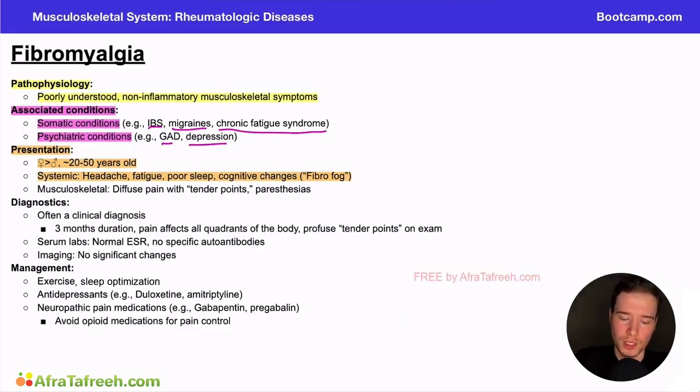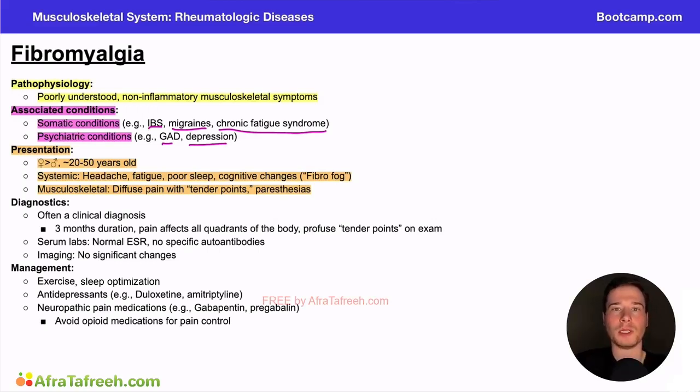Now, they also have musculoskeletal things such as diffuse pain with tender points as well as paresthesias. Keep in mind, these patients shouldn't generally have weakness. It's really the tenderness, it's the pain, it's that perception or the dysregulation of the brain's response to how the body is feeling. But again, they shouldn't have the weakness that we might see in some other conditions that we've talked about previously.